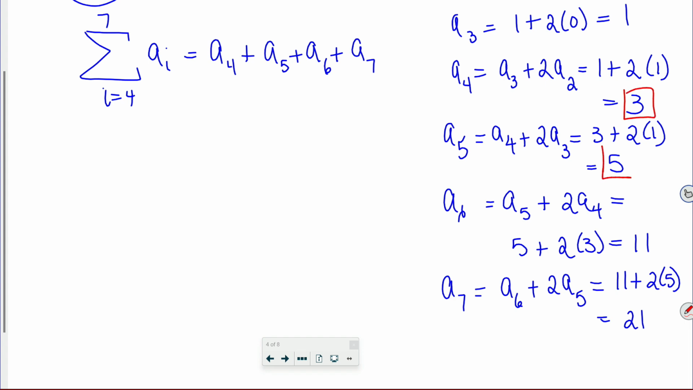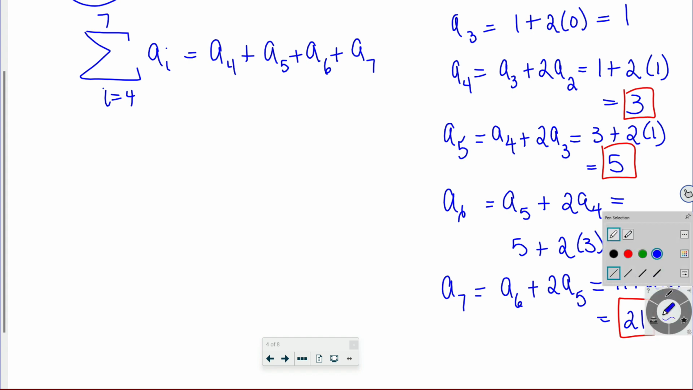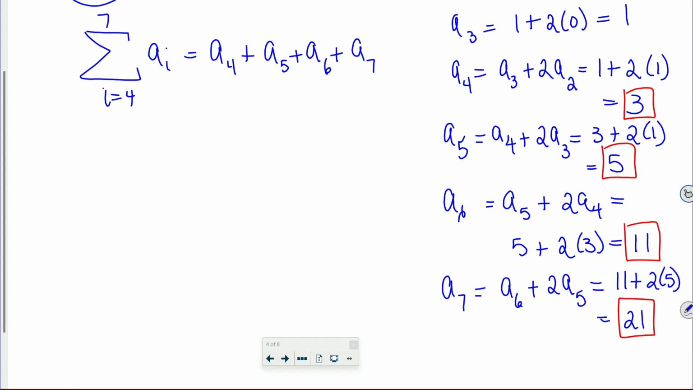I want to add this one, this one, this one, and this one. Let me go back to blue. So this sum is just going to be 3 plus 5 plus 11 plus 21. 21 plus 11 is 32, 37, and 40. Let me just check that, and it does look like it's correct.